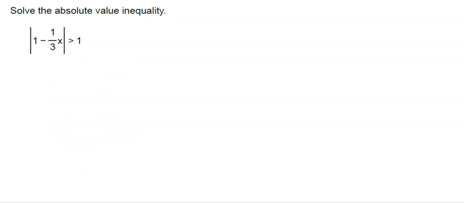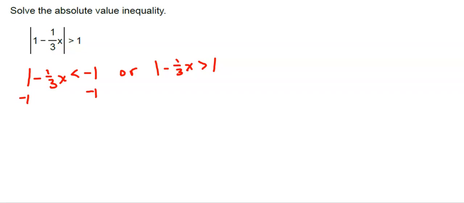For this absolute value inequality, our absolute value is isolated, but now we are greater than 1 unit from 0, which means either our 1 minus 1/3 x is to the left of -1, or our 1 minus 1/3 x is to the right of +1. So let's solve both of those inequalities. We'll subtract the 1 from both sides, and we'll have -1/3 x is less than -2.